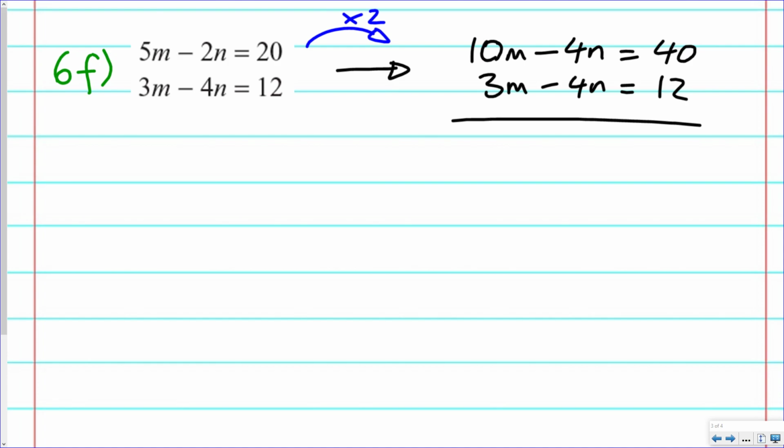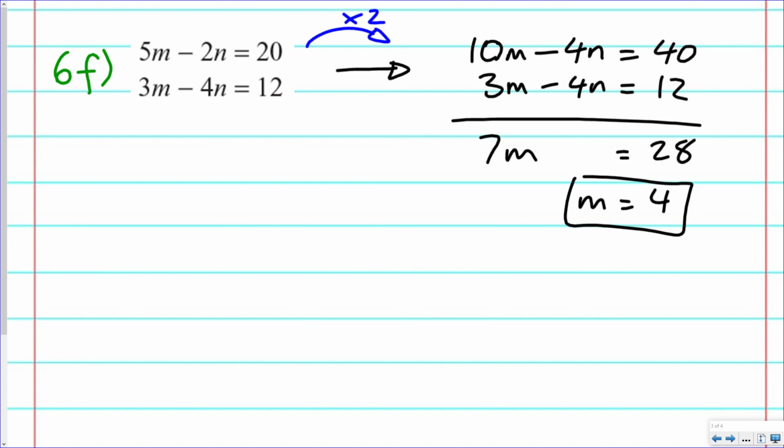And now we just subtract, so 10m minus 3m is 7m. The ends go away. 40 minus 12 is 28. So then we have m equals 4. And once we have m equals 4, substitute it into any one of these. Now none of these are very nice. They all have a bunch of numbers and stuff. I'm going to substitute into the bottom one on that left side.